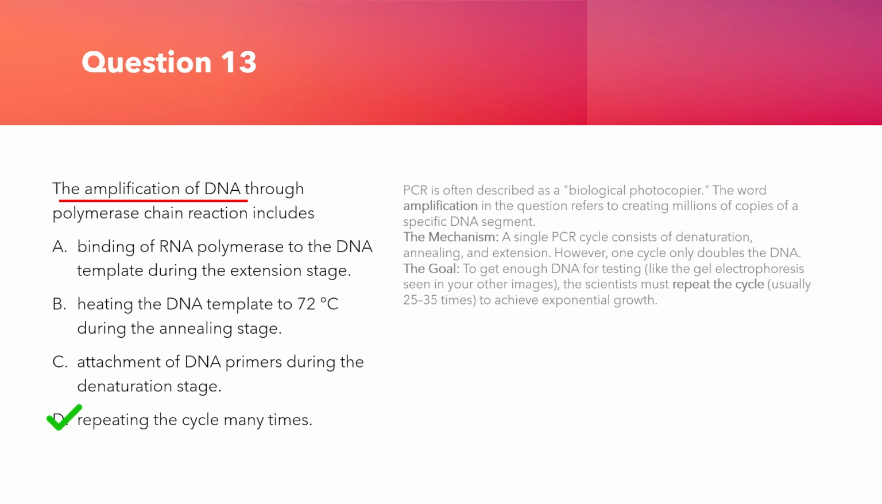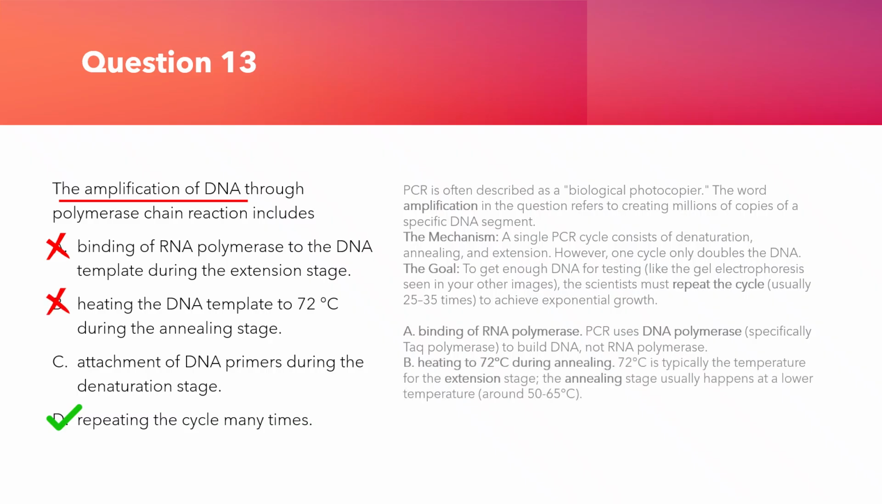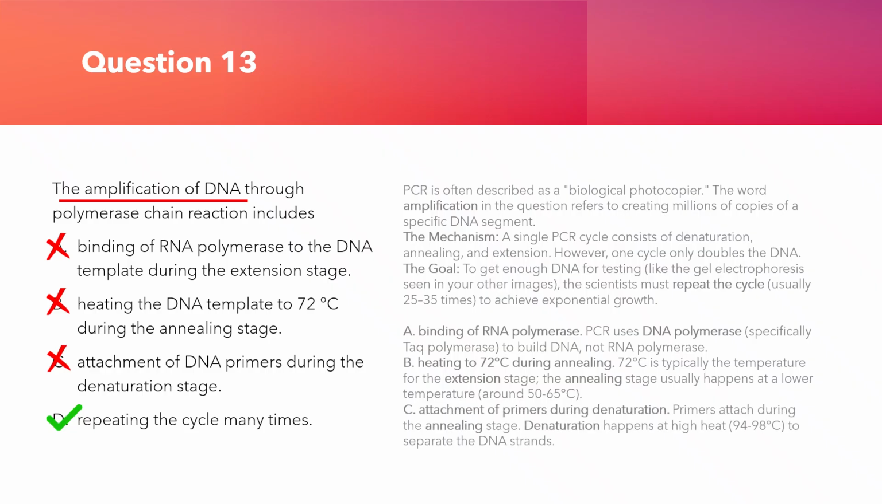A. Binding of RNA polymerase. PCR uses DNA polymerase, specifically Taq polymerase, to build DNA, not RNA polymerase. B. Heating to 72 degrees Celsius during annealing. 72 degrees Celsius is typically the temperature for the extension stage. The annealing stage usually happens at a lower temperature, around 50 to 65 degrees Celsius.